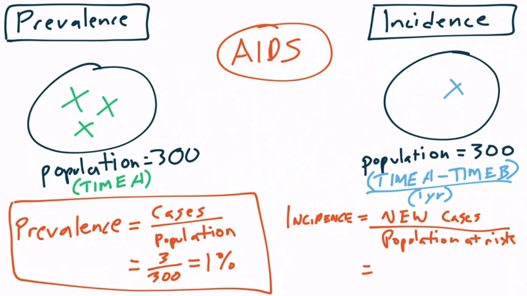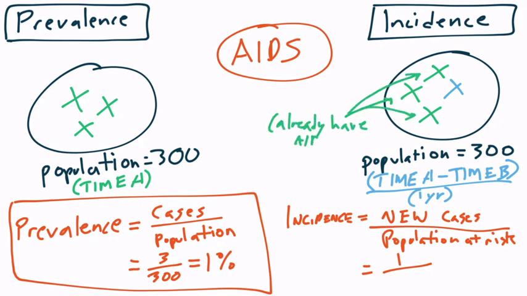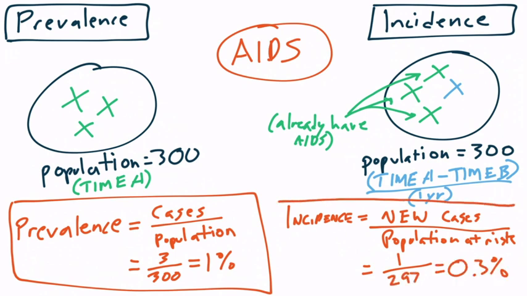So the numerator is 1. However, at the start of this year, at time A, we had 3 AIDS patients. These 3 patients are no longer at risk of getting the disease because they already have it. So our calculation would be 1 divided by 300 minus 3, or 297. And this gives us an incidence of 0.3%.